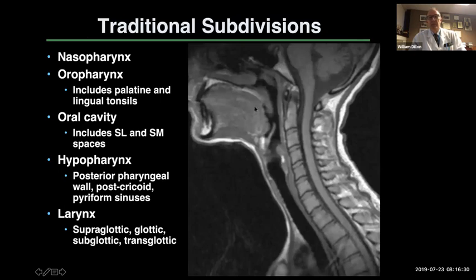Now, when we're talking about the oral cavity and the hypopharynx and larynx, we want to remember the traditional subdivisions. We've been talking about spaces, but the nasopharynx is everything above the level of the palate into this area. The oropharynx is the palate down to the level of the epiglottis. This then is the oral cavity anteriorly. The posterior third is part of the oropharynx. And then the hypopharynx is from the epiglottis down through the piriform sinuses, the postcricoid area, and then we get into the larynx. So there's subdivisions that we talk about.